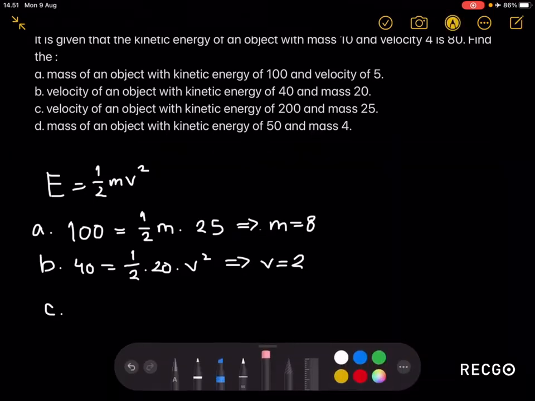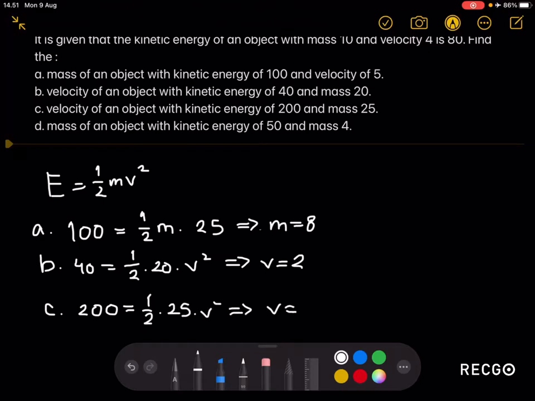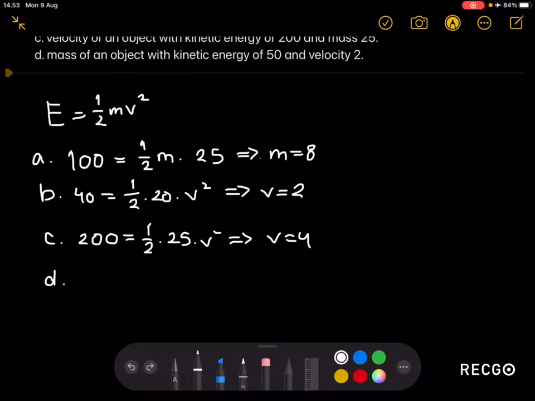For part C, substituting the values of E and m being 200 and 25 respectively gives us that 200 must be equal to a half times 25 times v squared, and then solving this gives us that v must be equal to 4.